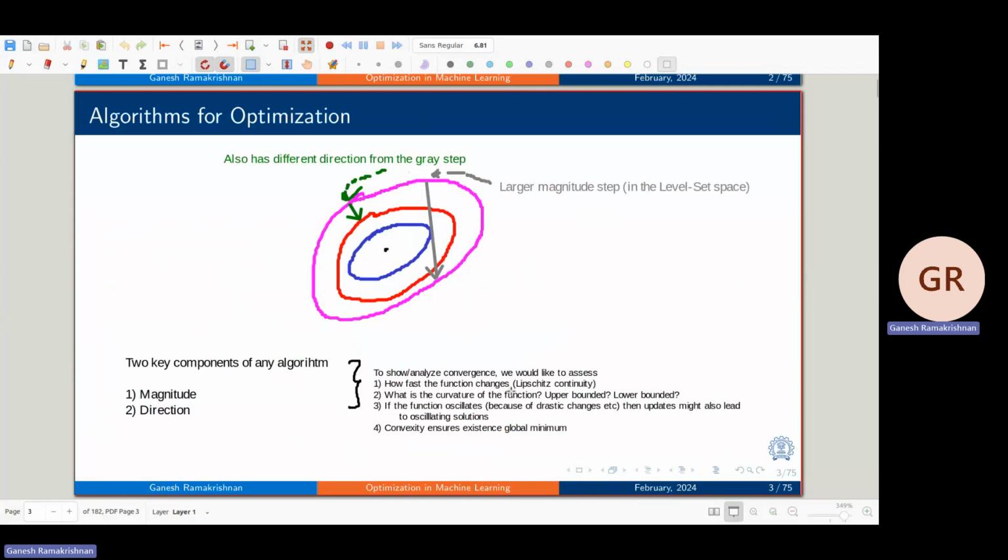So how fast the function changes is important. That's Lipschitz continuity, Lipschitz smoothness. What is the curvature of the function? Is an upper or lower bound going to matter? I had kind of hand-waved the property of Lipschitz smoothness of composition, but I'll bring that back today. Remember, I said that the composition of two Lipschitz smooth functions, especially in the case of cross entropy, is Lipschitz smooth. I hand-waved it. I'll give a little bit more intuition when we plunge into actual algorithms. And if the function oscillates, then the updates might also lead to oscillating solutions. And finally, convexity is often handy, and we'll be using convexity generally not only to ensure a global minimum, but also to give some good convergence rates.